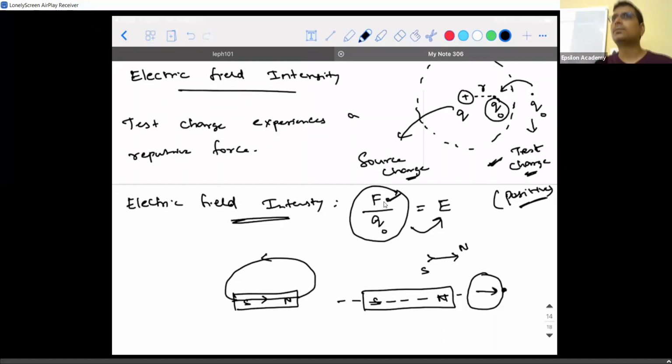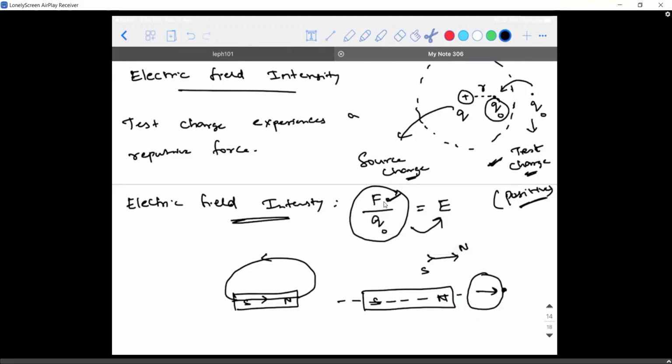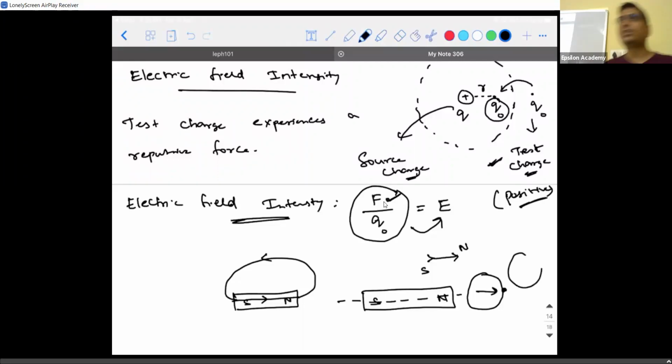You keep a point here. Then you will take this magnet and we will place it here. When I place it here, what will be the direction in which the north pole of the compass will turn?